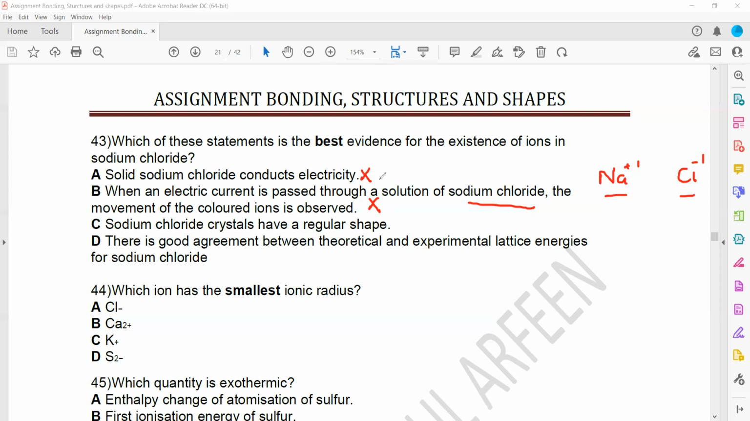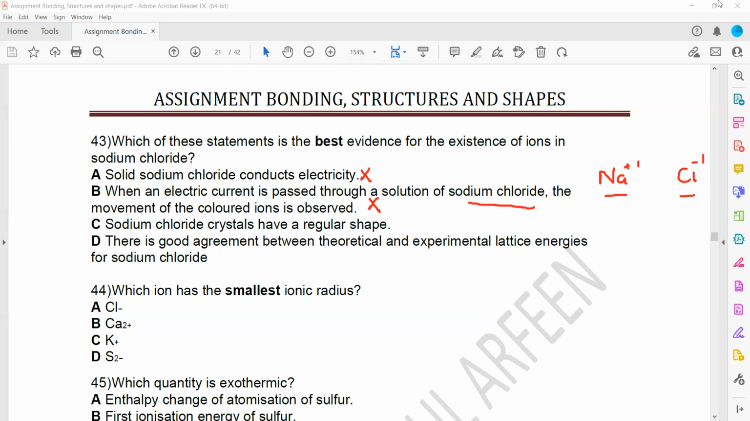So in part C, sodium chloride crystals have a regular shape. But a regular shape does not give evidence of the existence of ions. It is having a regular shape, but that is not confirmation that ions are present in sodium chloride. And in option D, there's a good agreement between the theoretical and the experimental lattice energy.